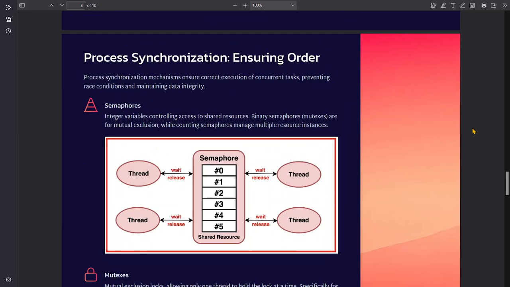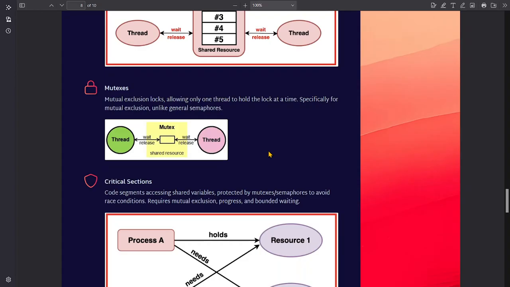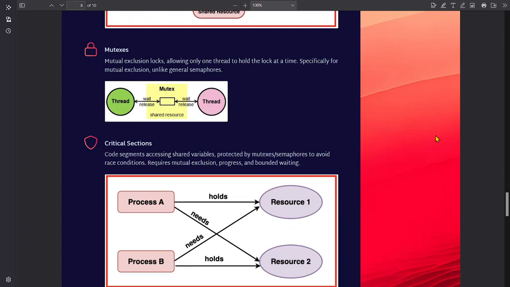So semaphores are integer variables used to control access to shared resources: binary semaphores for mutual exclusion, and counting semaphores for resource pools. Now coming to mutexes. Mutexes serve a similar purpose but are more specifically designed for mutual exclusion. Unlike general semaphores, a mutex allows only one single thread to hold and lock a resource at a single time.